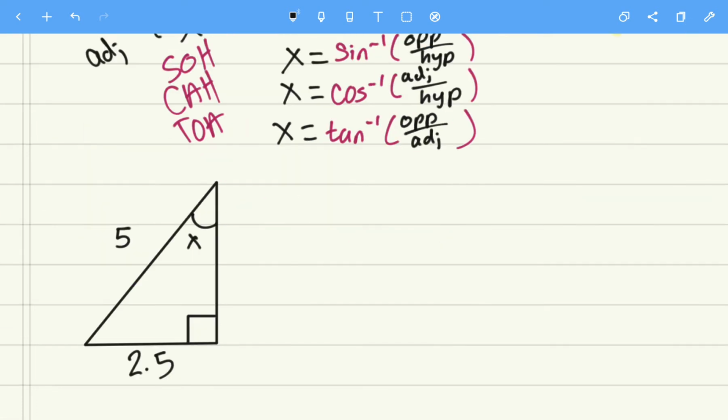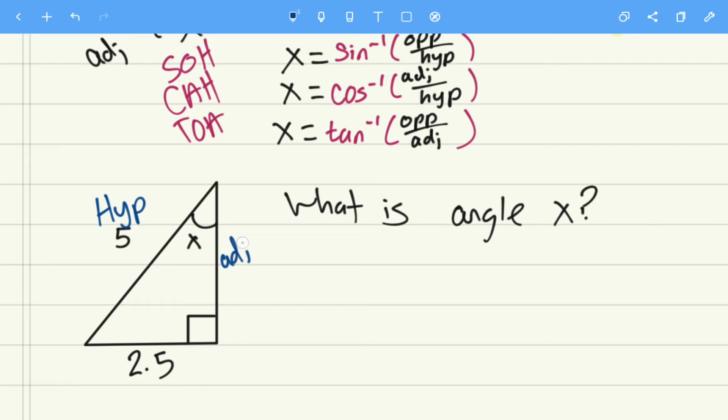So let's look at an example. All right, here. We want to know what is angle X. Our first step would be to figure out what info do we have. And to do that, we need to label our sides. So again, hypotenuse is the longest side, the side next to our angle is adjacent, and the side across from our angle is the opposite. So we have our hypotenuse and our opposite.